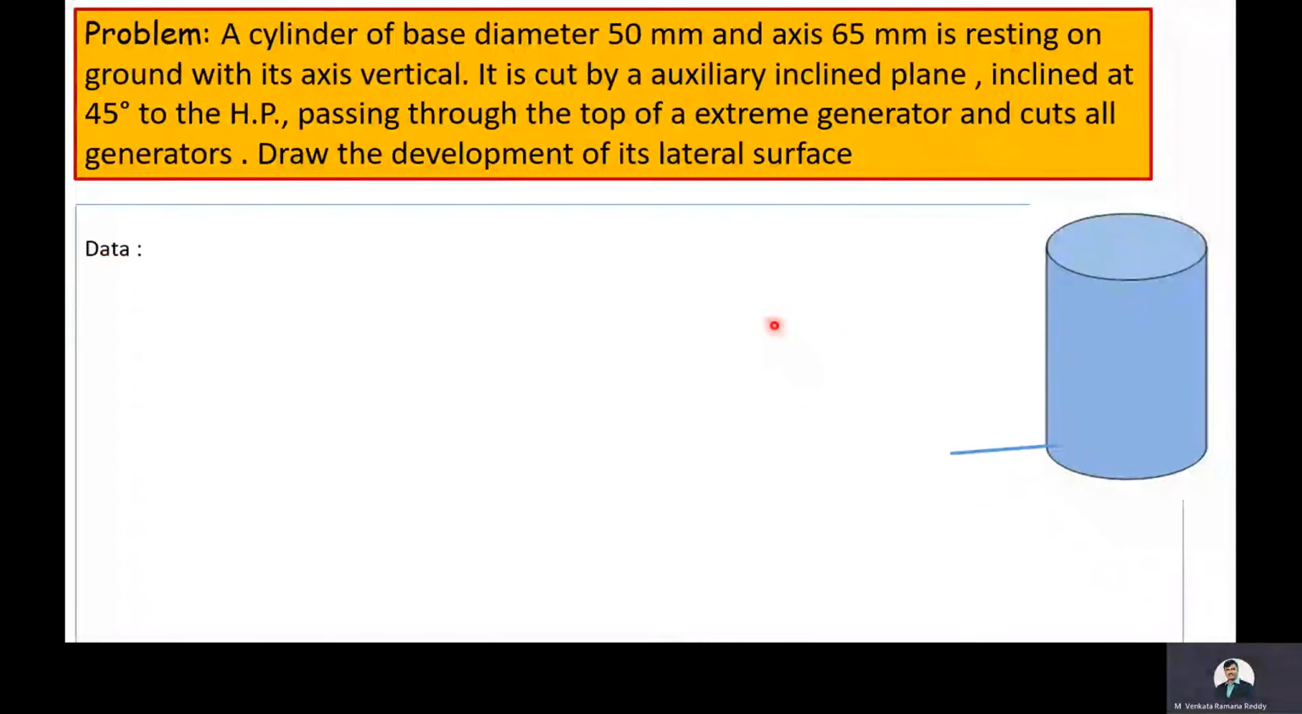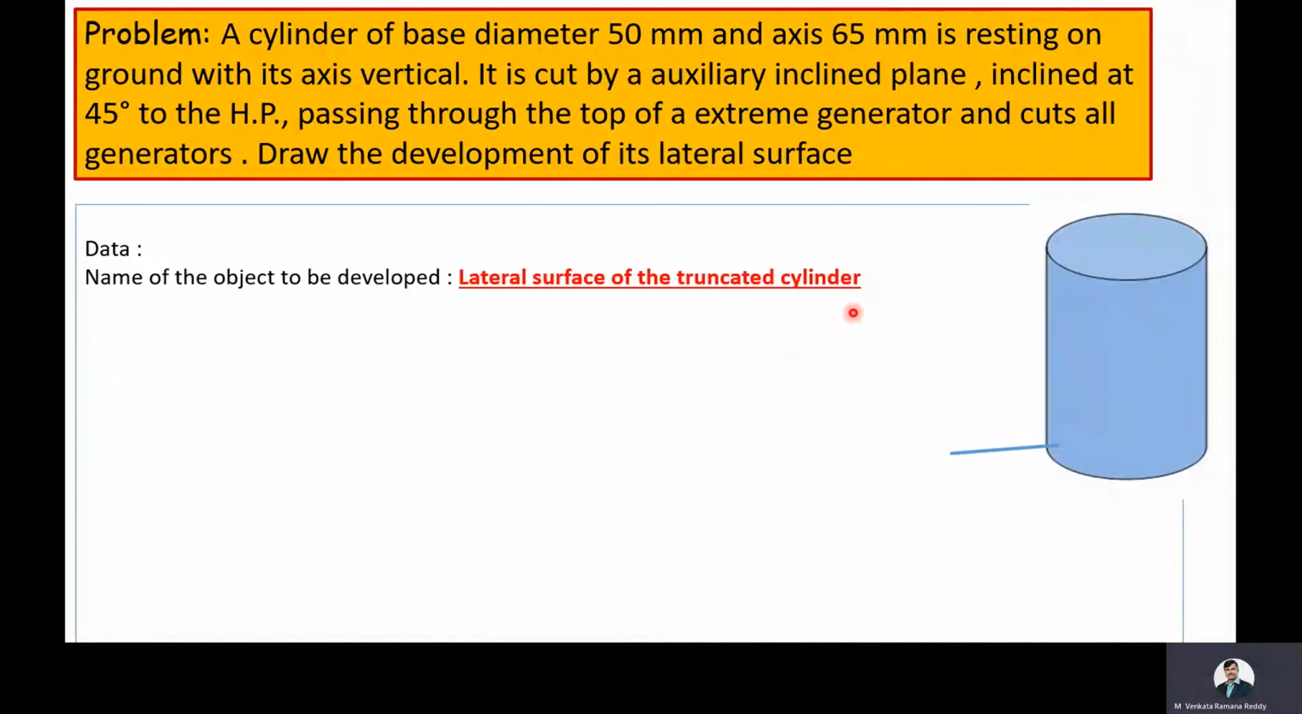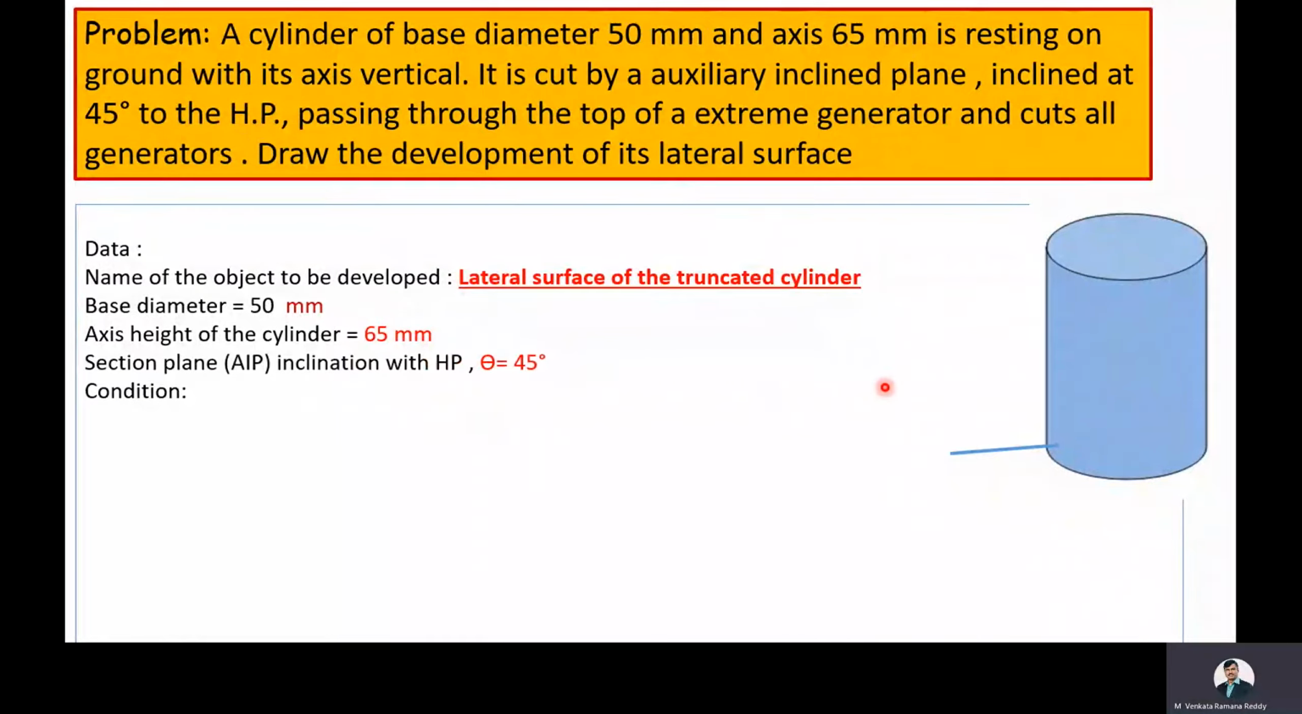The name of the object to be developed is lateral surface of truncated cylinder and cylinder's base diameter is 50 mm, axis height is 65 mm, auxiliary inclined plane inclination with HP, that is section plane inclination with HP is 45 degrees. Then the section plane is passing through the top of the extreme generator and it cuts all the generators of the cylinder. And the section plane is making an angle 45 degrees to the HP.